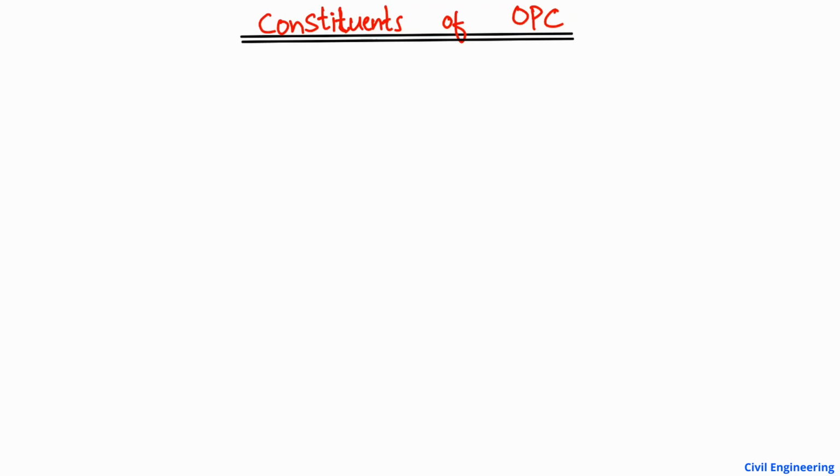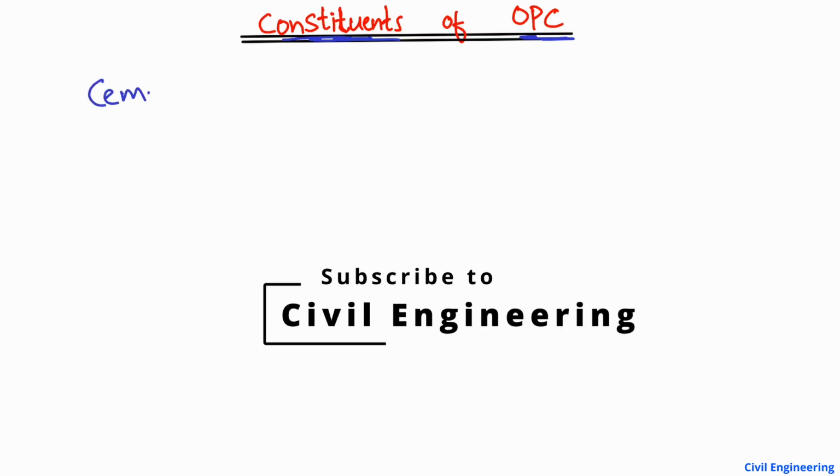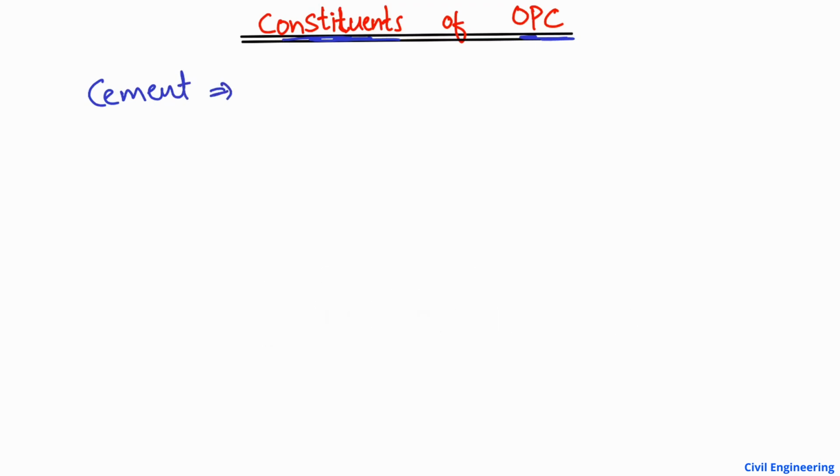In today's lecture, we are going to discuss the constituents of the ordinary Portland cement. That cement is composed of different components and how much in percentage these components are present in the cement. And also we know that cement is the second most used material on this planet, on earth.